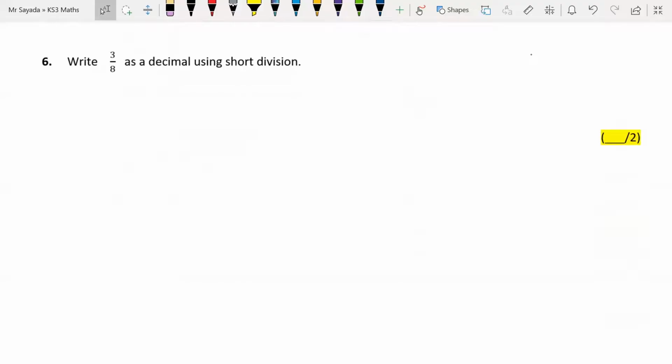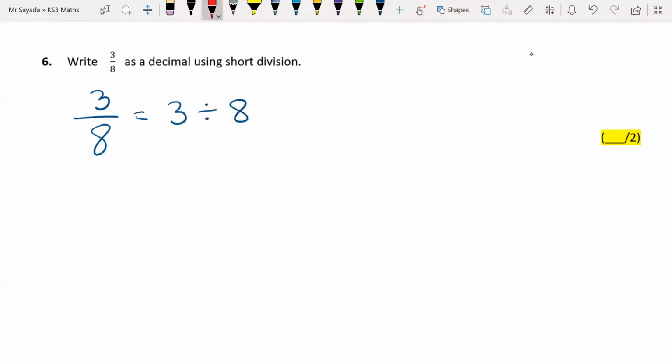So this question is worded a bit differently. It doesn't say do 3 divided by 8. It says write 3/8 as a decimal. But 3/8, I'm going to write that out. 3 over 8, 3/8 means what? What do you think that means? So what it actually means is 3 divided by 8.